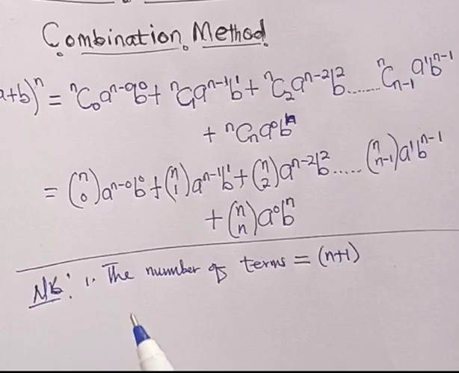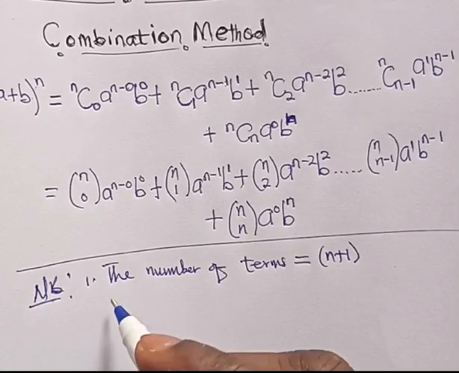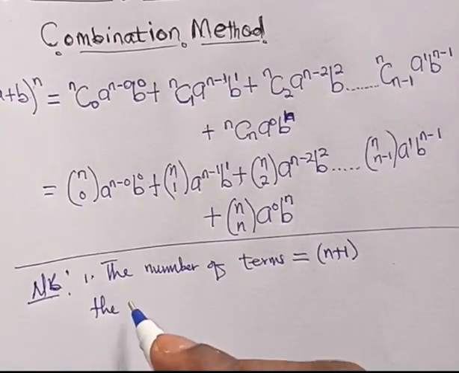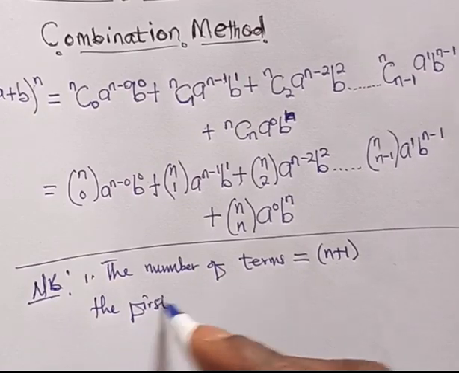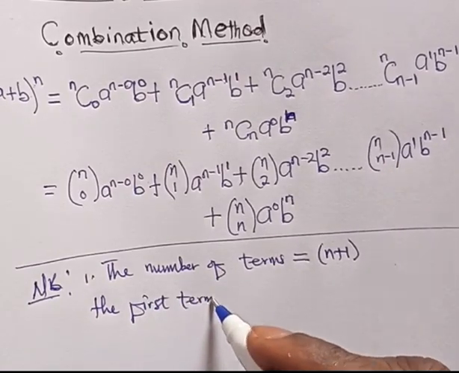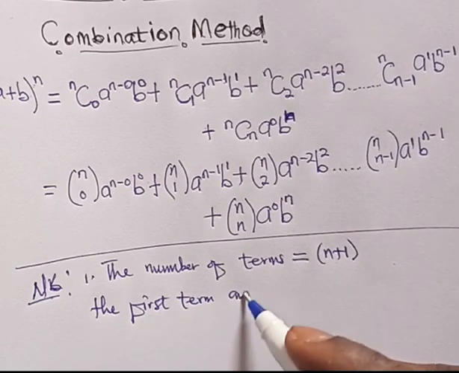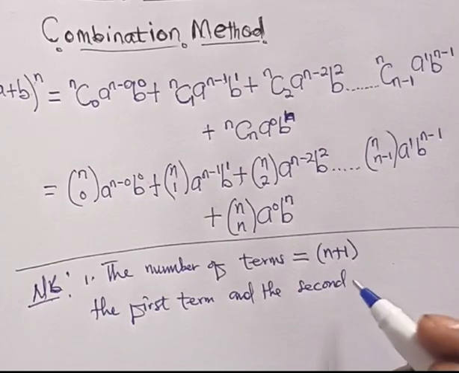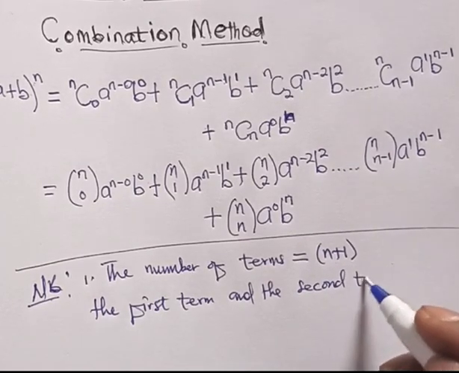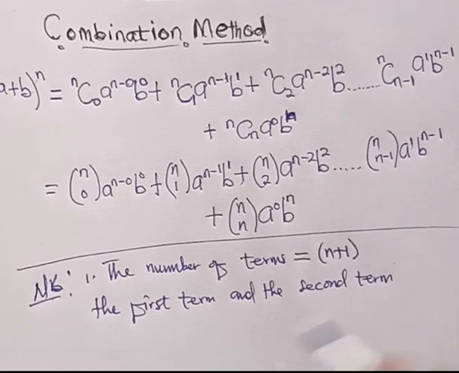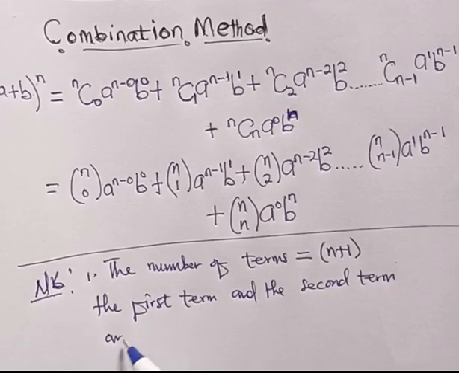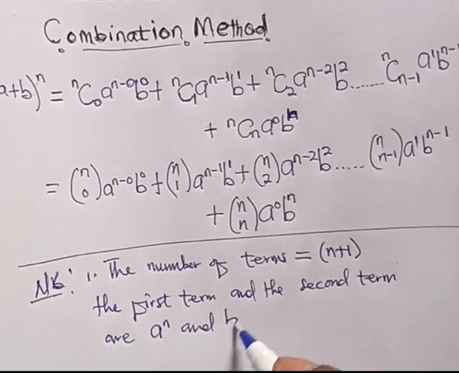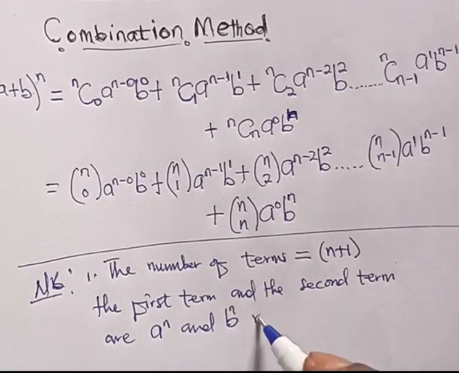Exactly. And note also that always the first term and the second term are a exponent n and b exponent n, respectively.